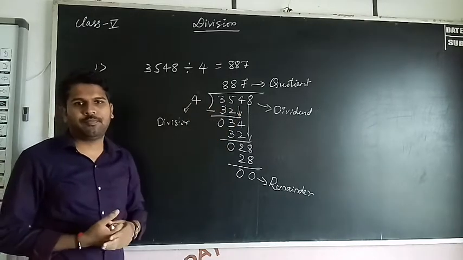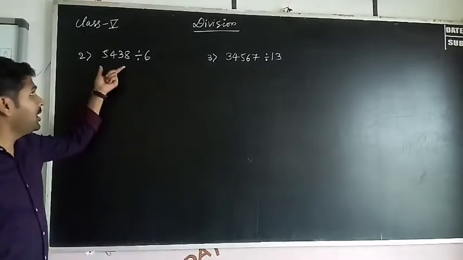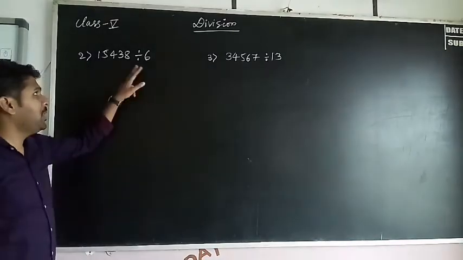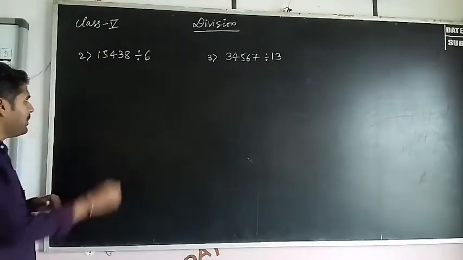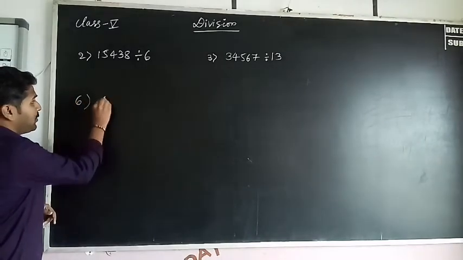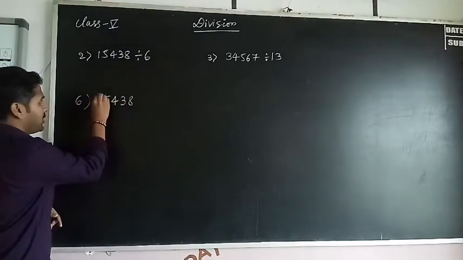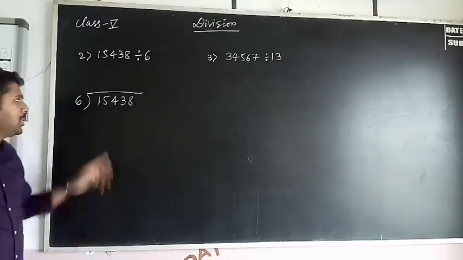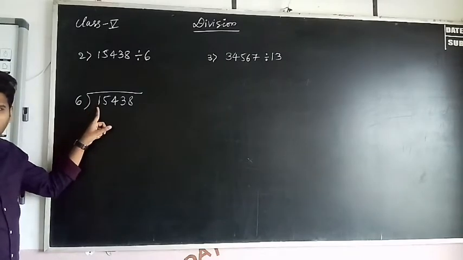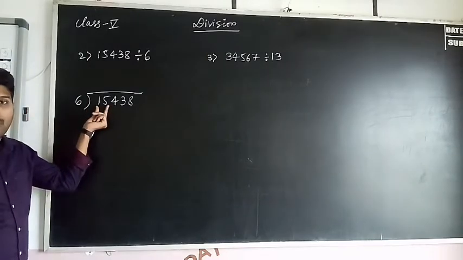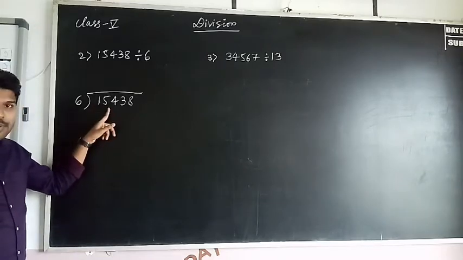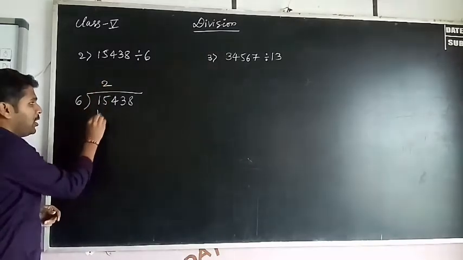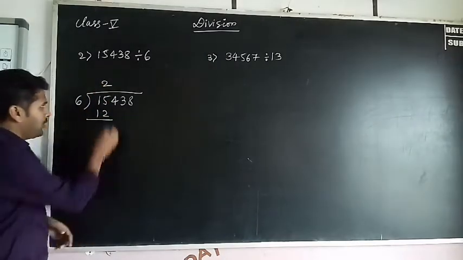So let's take another example. This is also a 4-digit number, or otherwise take a 5-digit number. So a 5-digit number divided by a 1-digit number. How to divide this? Again the same method. 4 as it is, 1 5 4 3 8. Here you have to consider only the 1-digit number. So 6 and 1 is there. 1 is the smallest one. So now take the 2-digit number only one time. So 15. 15 is nearest to which number? 6 2s are 12. This is nearest. So 5 minus 2, 3.